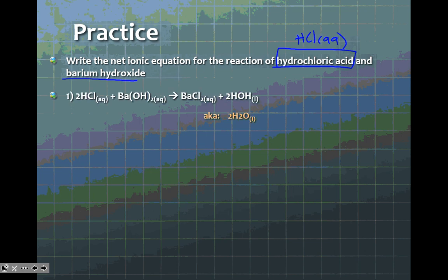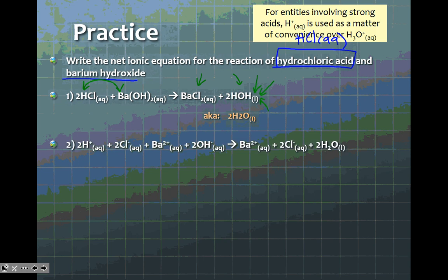Let's take a look. Now we have, this is a double replacement reaction. So what we're going to do is switch these guys. When you switch those guys, you get barium chloride and water. Notice that water is a liquid. It is not aqueous. So let's take a look at dissociating only things that we need to.